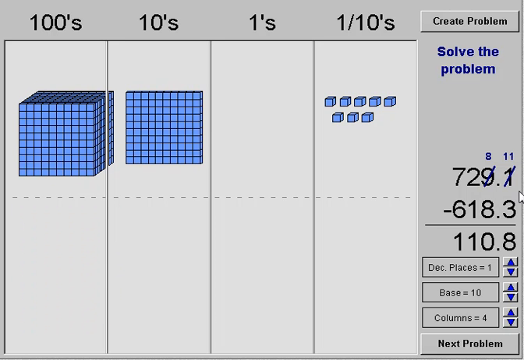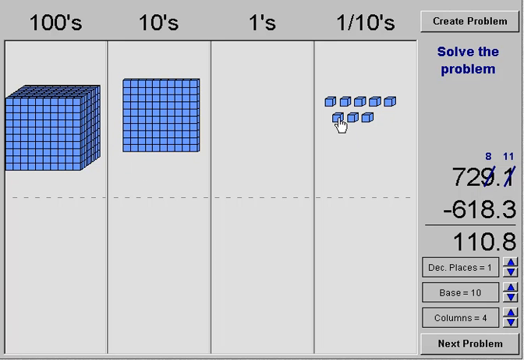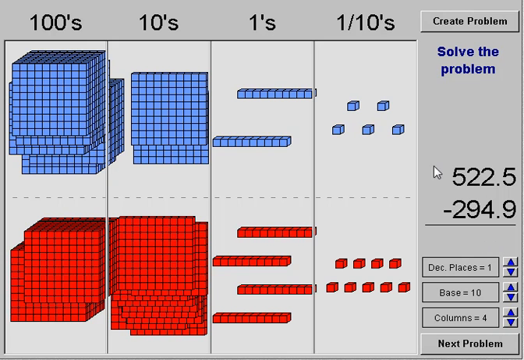Okay, so when we have 729 and 1/10, and we take away from that 618 and 3/10, we are left with 100, 1/10, and 8/10, or 110 and 8/10. All right, let's take a look at this problem. It's 522 and 5/10, and we subtract from that 294 and 9/10.